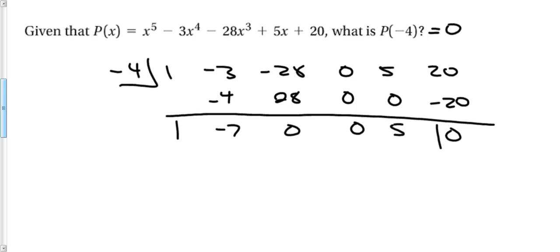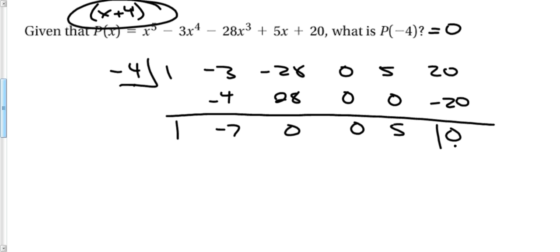So P of -4 is equal to 0, which means that x plus 4, that factor, is actually a factor of that polynomial. And that's where we're going in the next couple sections: we're going to use synthetic division to try to get 0 as a remainder, which would tell me that this is actually a factor of my expression.